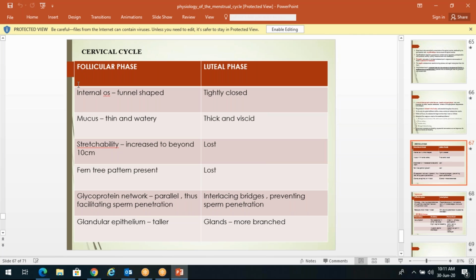What about the cervical changes? In the follicular phase, the internal os is funnel shaped, the mucus is thin and watery, stretchability increases to beyond 10 centimeters, and a fern tree pattern is present. The glandular epithelium is tall. What happens in the luteal phase? The internal os is tightly closed, the mucus is thick and viscid, and there is no stretchability. The fern tree pattern is absent. Glands are more branched.